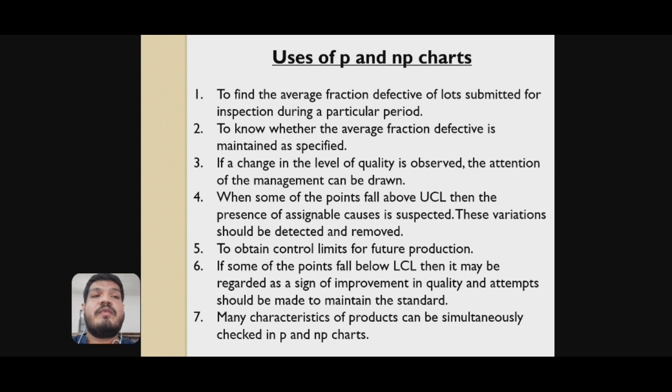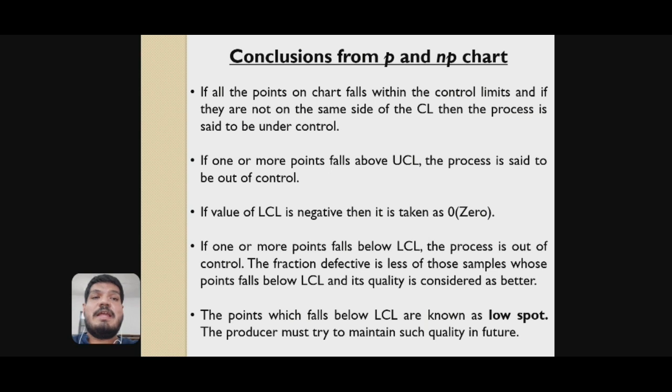Now the uses of P and NP charts. It is useful to find out the average fraction defective of the lots submitted for inspection during a particular period, to know whether the average fraction defective is maintained as specified. When some of the points fall above UCL, then the presence of an assignable cause is suspected, to obtain control limits for further production. Many characteristics of products can be simultaneously checked in P and NP charts. Clear?